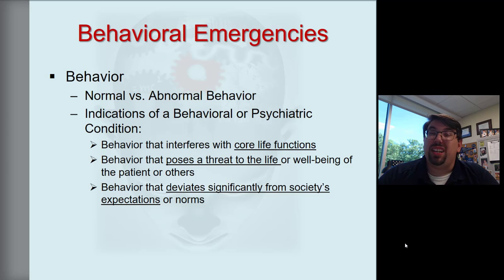Indications of a behavioral or psychiatric condition include one of the three following components. First is that their behavior interferes with core life functions. They're not able to take care of themselves, either in hygiene or providing adequate food, different things of that nature. The other part that we look at is that the patient's behavior poses a threat or risk to the well-being of the patient or others around them, right? They're a danger to themselves or others. And that obviously allows for us to tell that they are falling outside of what is considered normal. And lastly, behavior that deviates, again, significantly from what society's expectations are for normal.